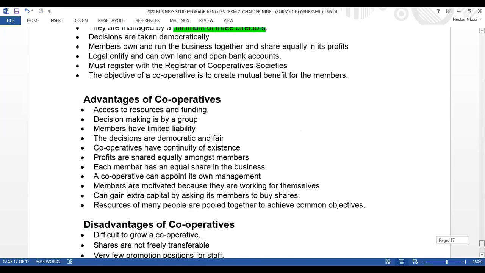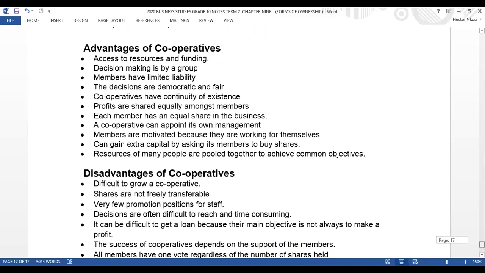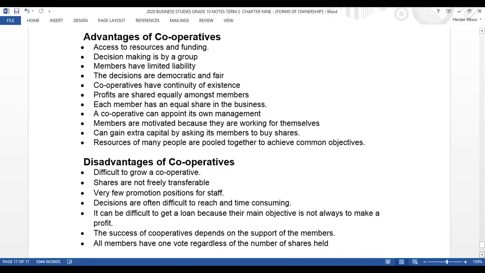Now, let's look at the good things about cooperatives, right? So, boys and girls, with your cooperatives, you must know the good things about it: access to resources and funding, and decision making by group, right? Because sometimes when you are solely alone, you can't make good decisions. But if you have a group of people, they say great minds think alike, or the more the merrier, basically, right? So the decisions are democratic and fair. Very good. That's an advantage.